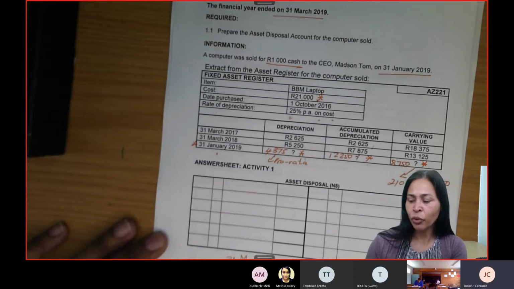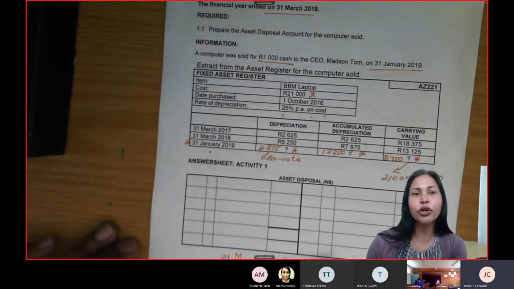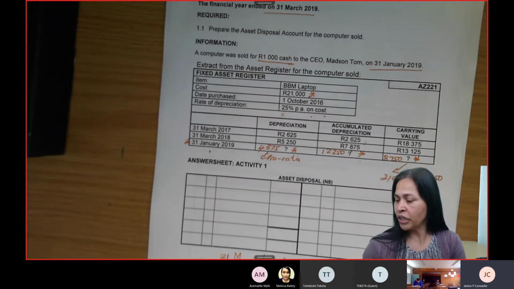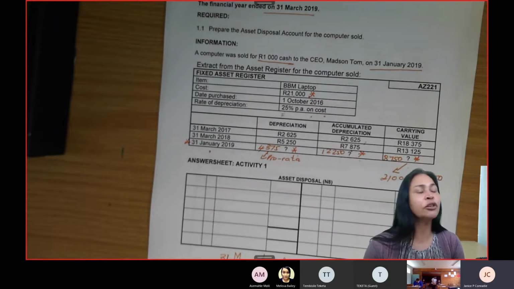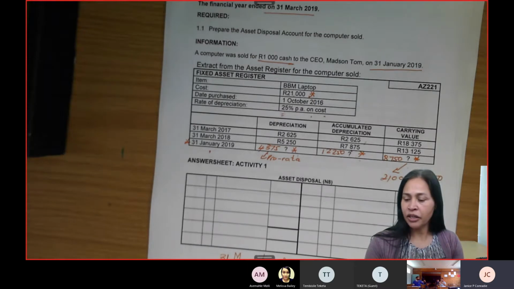Remember what I said in the example, when you get your accumulated depreciation, you start off with your accumulated depreciation at the beginning of that specific financial year, and then you add your pro rata. So for this one, I think we can take about 3 minutes just to enter all of those. And then I would like you to tell me whether we've made a profit or a loss on the sale of an asset. And if there's any learner who is stuck, please feel free to ask.